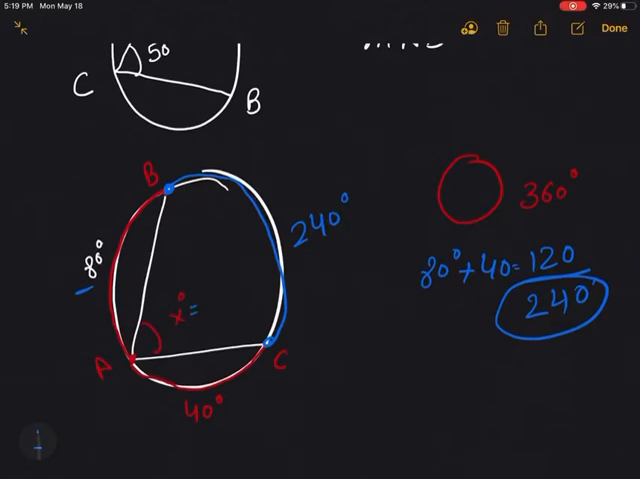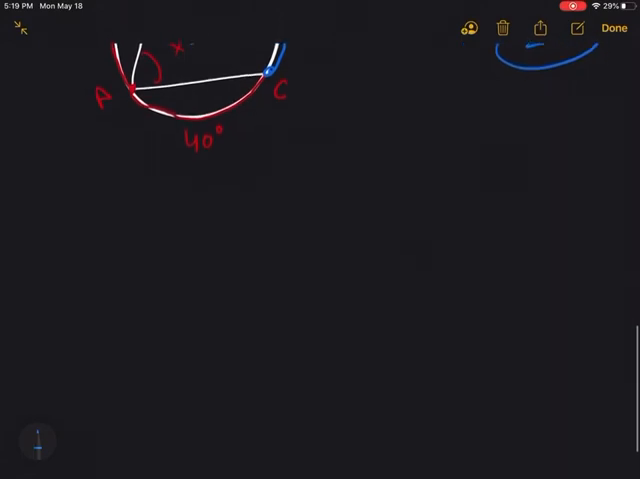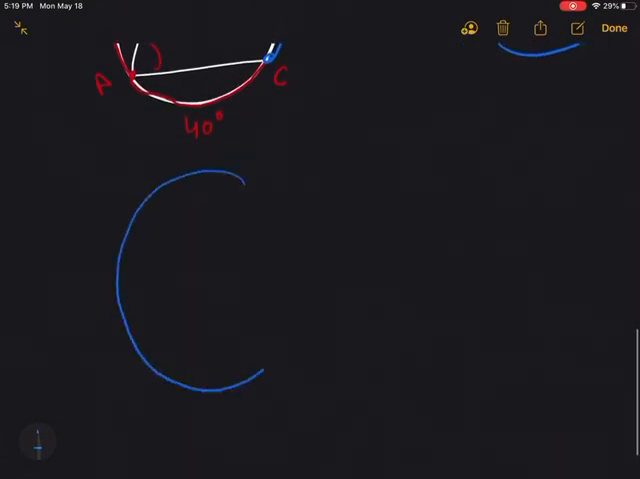So that's going to be angle X. So 120 degrees. Okay. I have a few more. So how about this circle here? I have one line goes like this. Another one goes here. This one here.